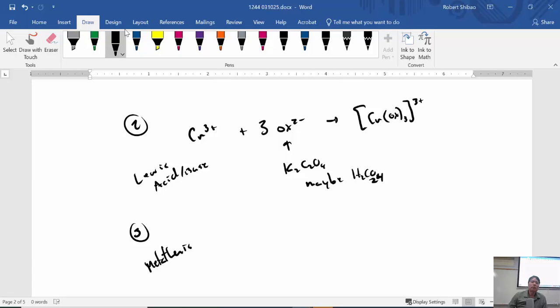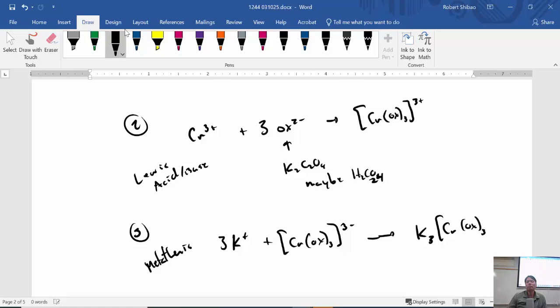What we're going to do is we're going to take 3 potassiums. There's plenty of potassiums around, and this. And what we want to do is we want to precipitate it. Uh-huh. The top where you said that it was 3 plus? Why is it 3 minus? I made a mistake. Each oxalate's a -2. And so that's -6 altogether, plus 3 from the chromium, gives us 3 minus. Sorry.